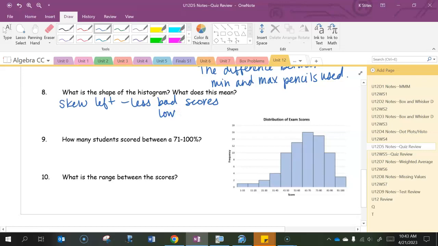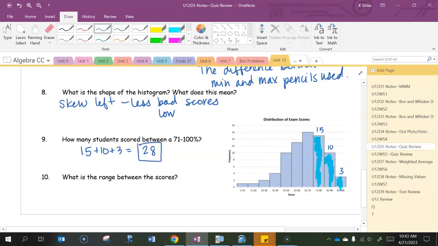How many students scored between a 71 and 100%? We just have to figure out what bars those are. 71 to 80 is here, 81 to 90, and then 91 to 100. So 71 to 100 is those 3 bars, and now we have to look at the frequency. This is right between 14 and 16, so it would be 15. This is a 10, and then this is right between a 2 and a 4, it looks like, so that's a 3. So we're just going to go ahead and add each of those bars up, and that should be 28 students.